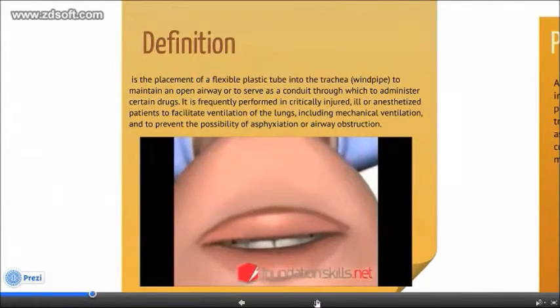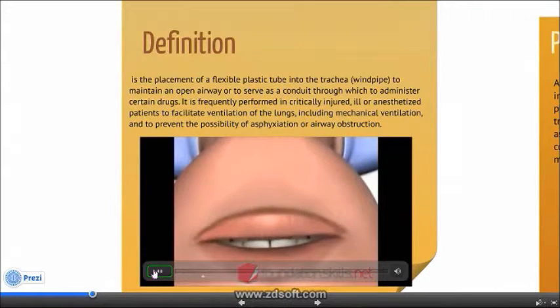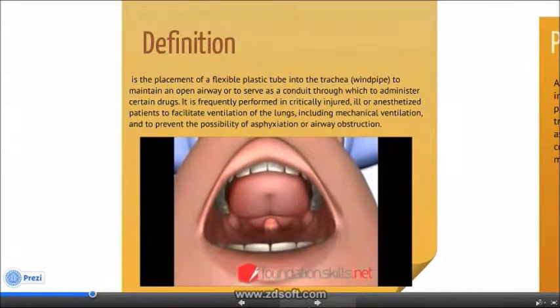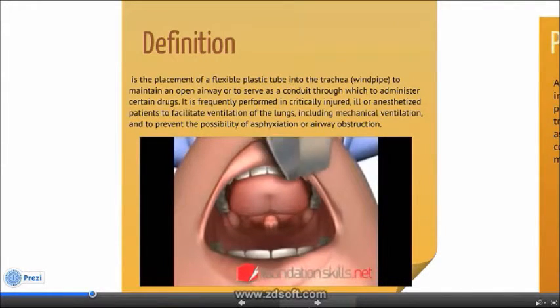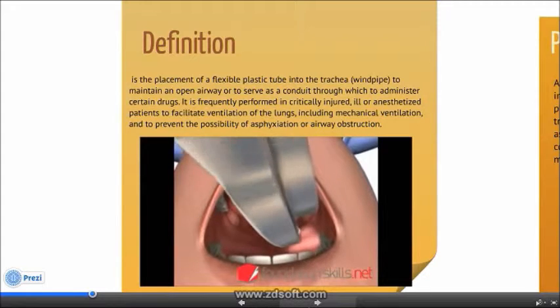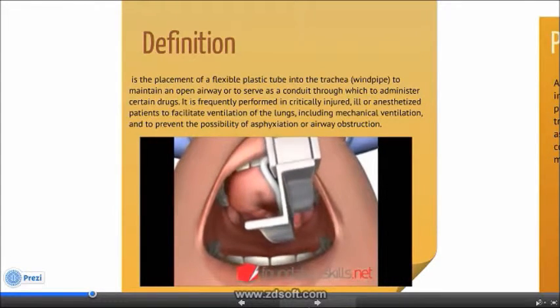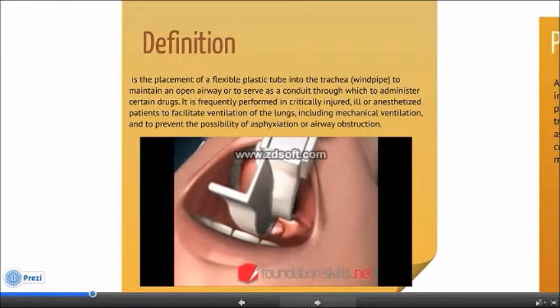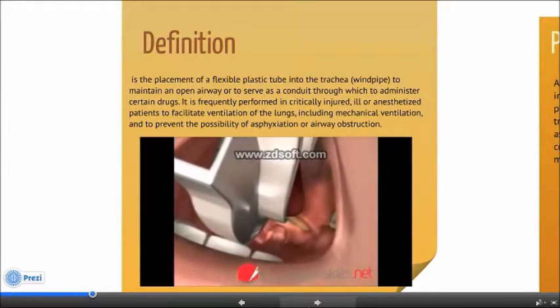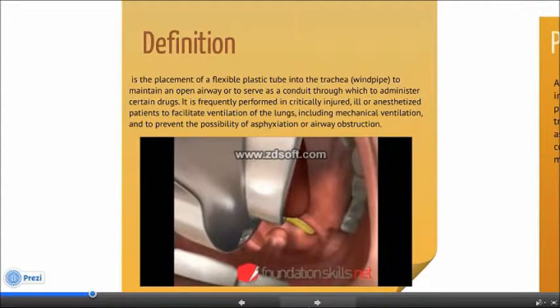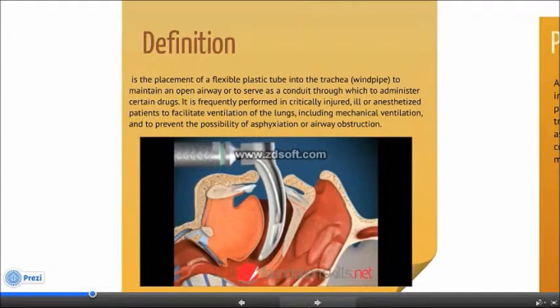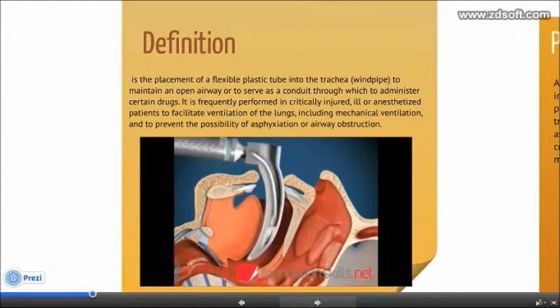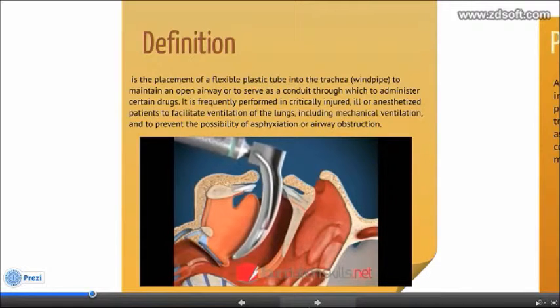Definition: tracheal intubation is the placement of a flexible plastic tube into the trachea. It is frequently performed in critically ill or injured patients to facilitate ventilation of the lungs, including mechanical ventilation, to administer certain drugs, and to prevent the possibility of asphyxiation or airway obstruction. With the left hand, insert the curved blade of the laryngoscope into the mouth over the right side of the tongue, displacing it to the left and upwards. Advance the laryngoscope slightly until the tip of the epiglottis can be seen posterior to the back of the tongue. Advance the tip of the laryngoscope blade into the vallecula between the epiglottis and the tongue.